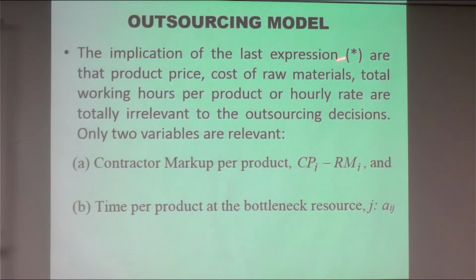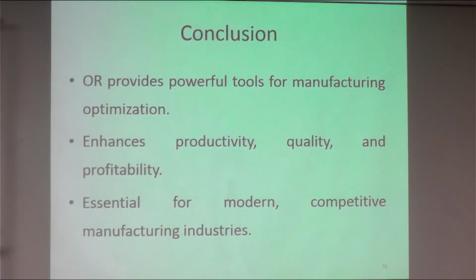So the implication of the last expression is that product price, cost of raw material, total working hours per product on hourly rate are totally irrelevant. So product price is irrelevant to the outsourcing decisions. Only two variables are relevant. One is this, other is this.